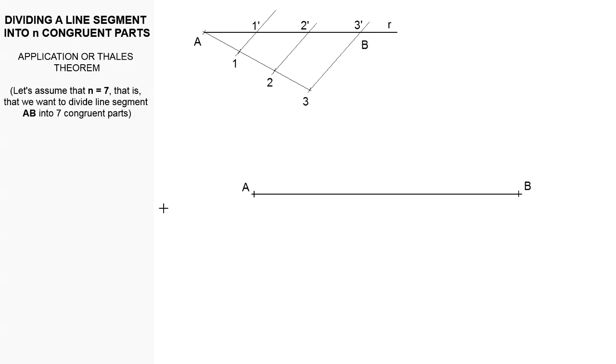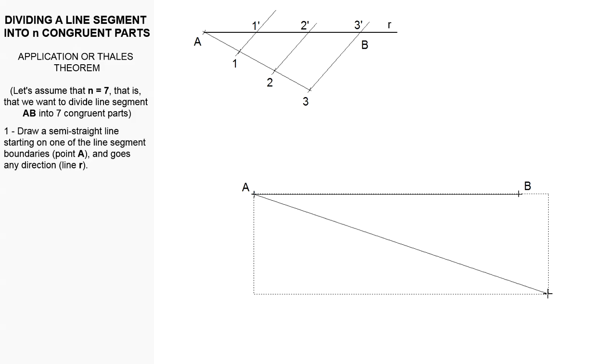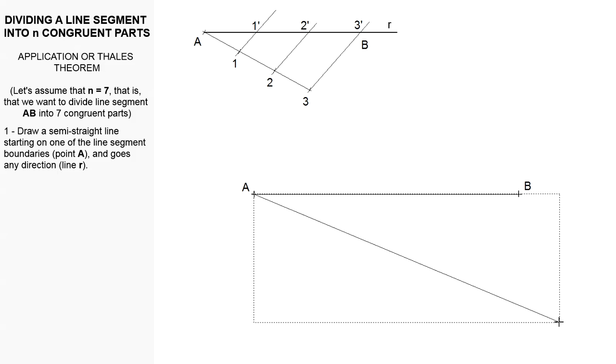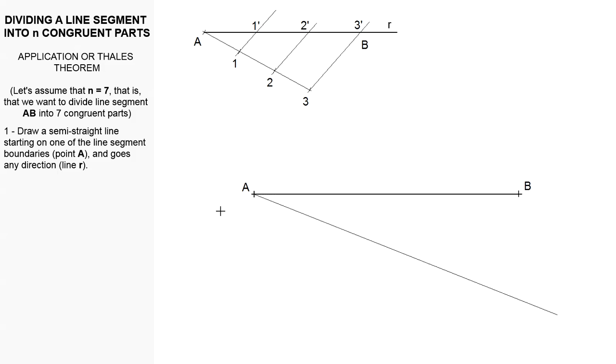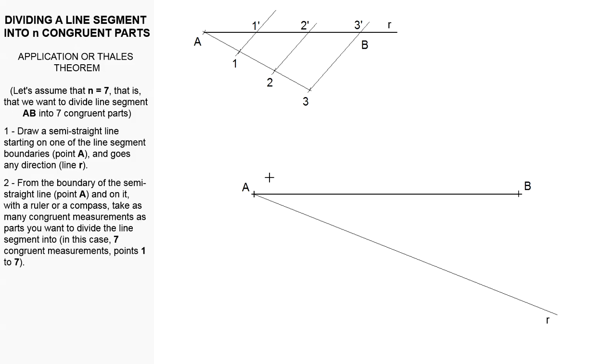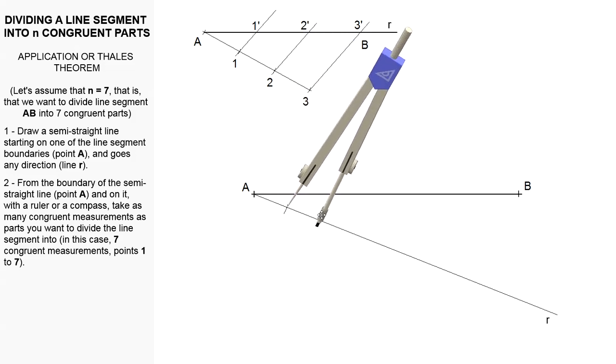We are going to do the exercise in which we are going to divide this line segment AB into 7 congruent parts. First of all, we have to draw any semi-straight line that starts at one of the line segment's boundary, as oblique as we want, as long as its origin is this point A, this semi-straight line R. After that, we draw on this semi-straight line R as many congruent line segments as parts we want to divide the line segment into, one next to the other as long as we want.